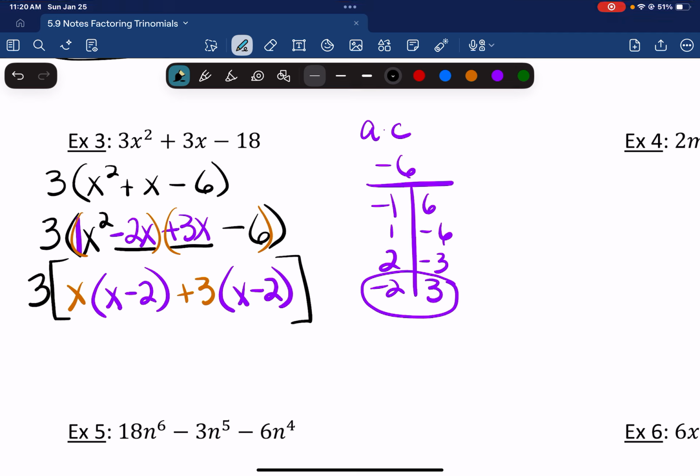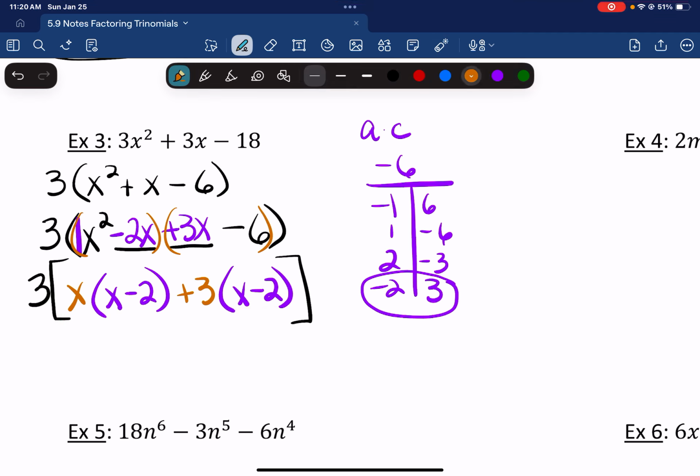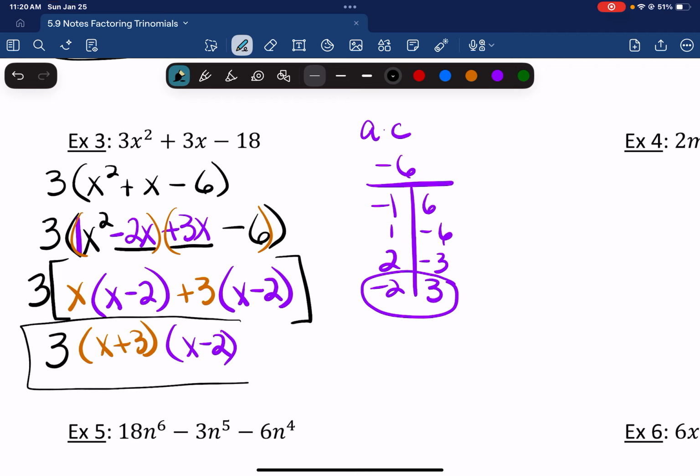All right, so here inside our big bracket, I see that x minus 2 is the binomial that we have left in each of those, and we factored out an x plus 3. So let's go ahead and rewrite that as x plus 3 times x minus 2. And of course, we have our 3 that we factored out in the very beginning, and that is our final answer. We don't need our brackets anymore because we've already grouped everything together.